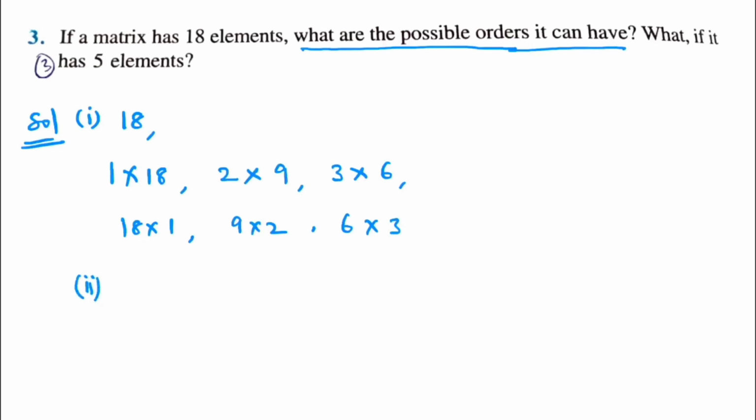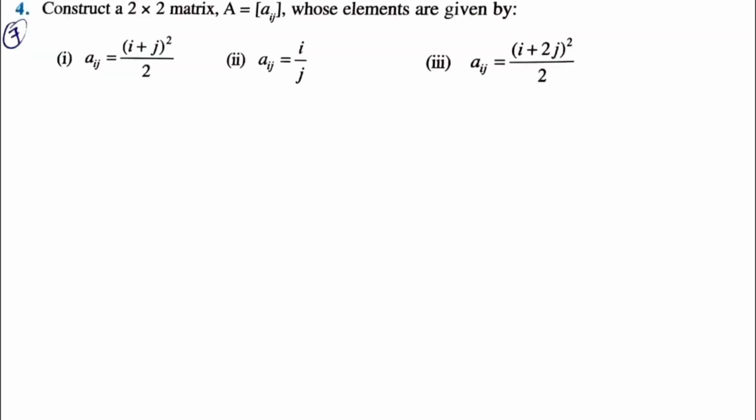What they are saying, if a matrix has 5 elements. If a matrix has 5 elements, 5 is a prime number or not? Yes, 5 is a prime number. So then you will get 1 by 5, 5 by 1. That's it. These are the possible orders of matrices which is having 5 elements. I hope you are understanding. We will see the next question.